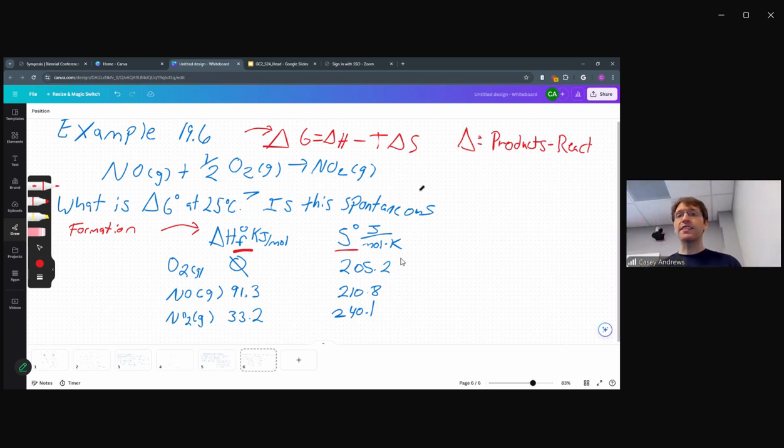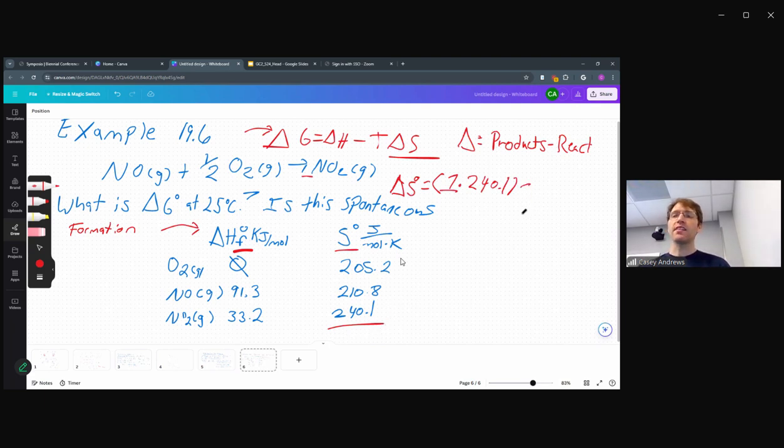So let's calculate delta S. So delta S naught. And this is how we do it. So we have 1 mole of product. So I'm going to do 1 times our product is NO2, so 240.1. So it's the number of moles of products multiplied by the S of my product.